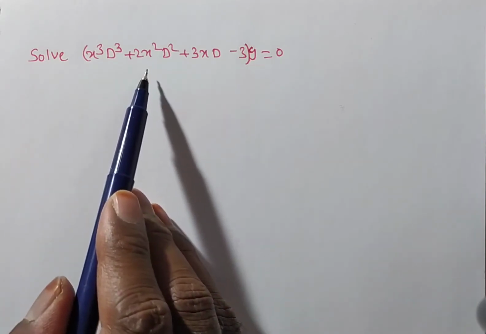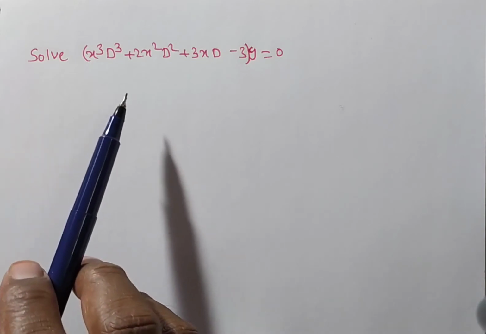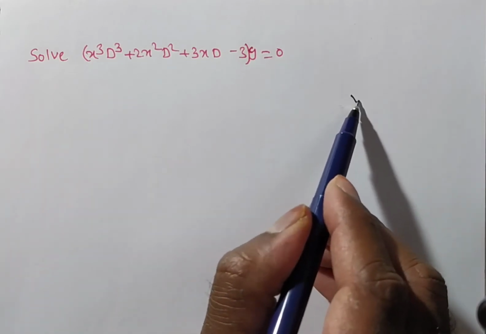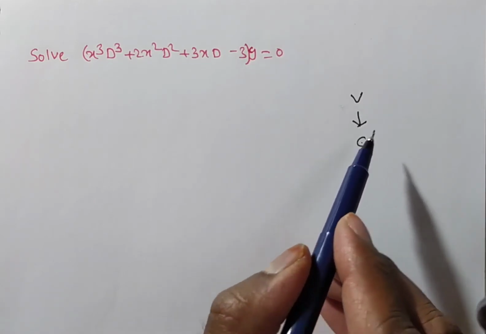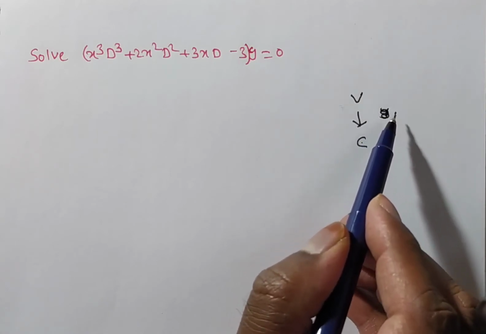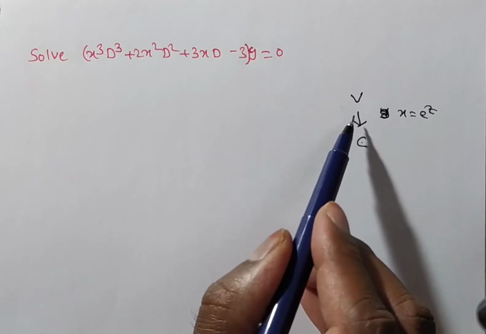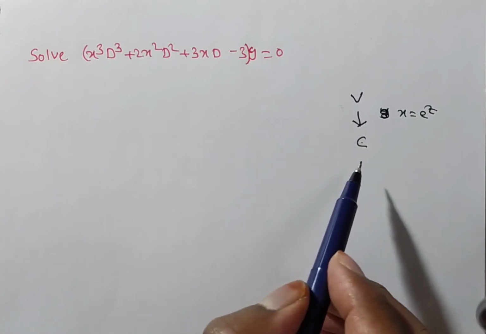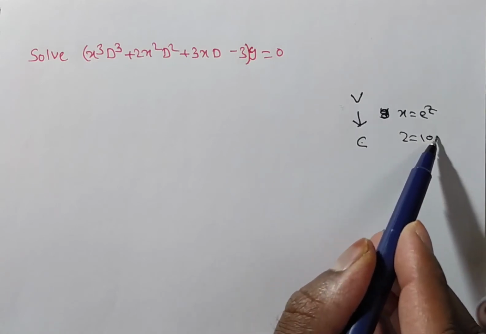What do we have to do to solve this problem? We cannot solve this problem directly. First, we have to convert the variable coefficients into constant coefficients. For that, we have to substitute x = e^z, where z = log x.